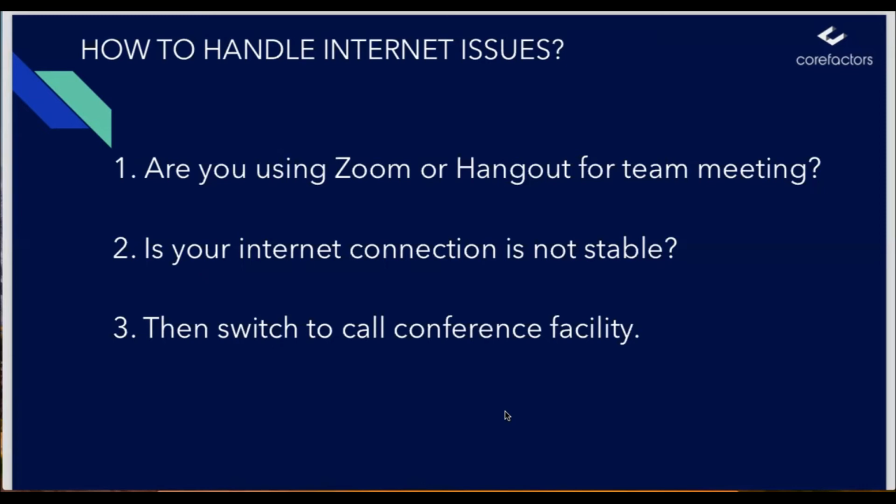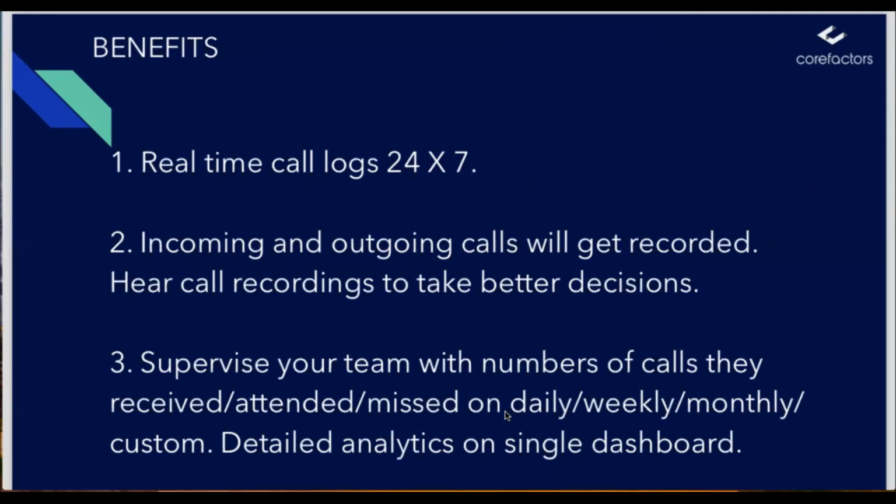And the second way is, let's say you have a list of 20 people who are going to attend this particular conference call. Then you can add those numbers in the list in the Core Factors software. And automatically at the time of the meeting, everyone can give a call and they will be connected into the conference call. So there are 2 kinds of facilities where you can handle internet issues in a better way. And next are the benefits.